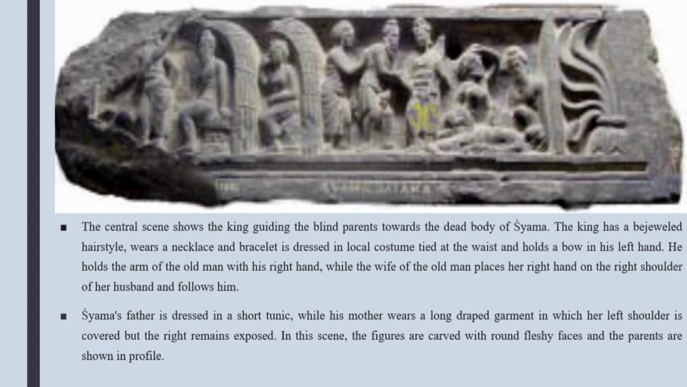Shiyama's father is dressed in a short tunic, while his mother wears a long draped garment in which her left shoulder is covered, but the right remains exposed. In this scene, the figures are carved with round, fleshy faces, and the parents are shown in profile.